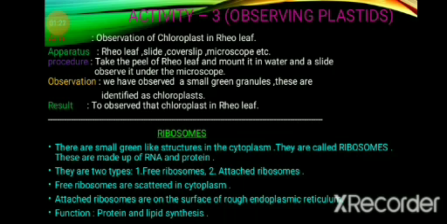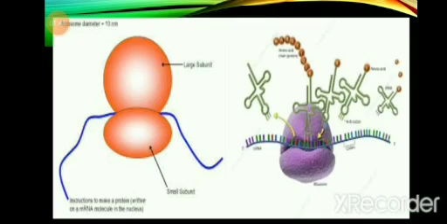Next, function: protein and lipid synthesis. Ribosomes are of two types: 80S ribosomes and 70S ribosomes. Eukaryotic cells contain 80S ribosomes. Prokaryotic cells contain 70S ribosomes. Students, see this slide. This is a ribosome diagram, and next, the protein synthesis process.